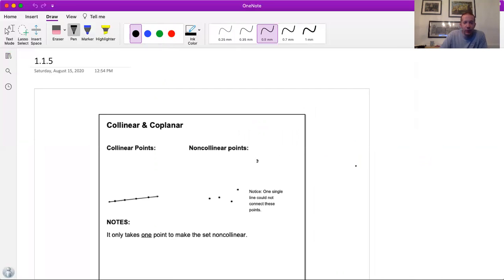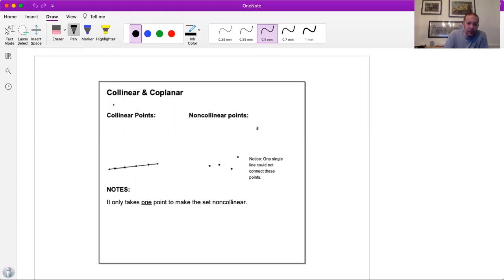So here are some kind of important words: collinear and non-collinear. Like this word collinear.